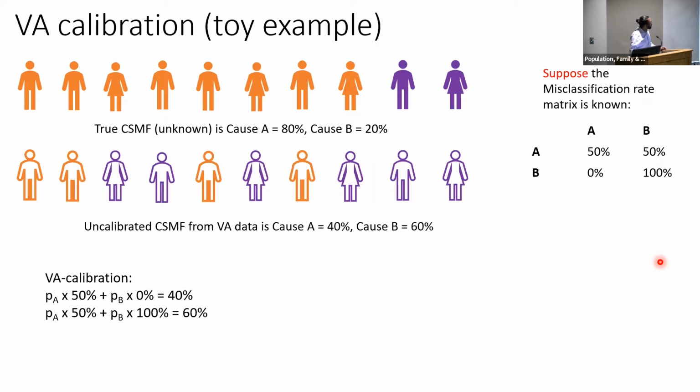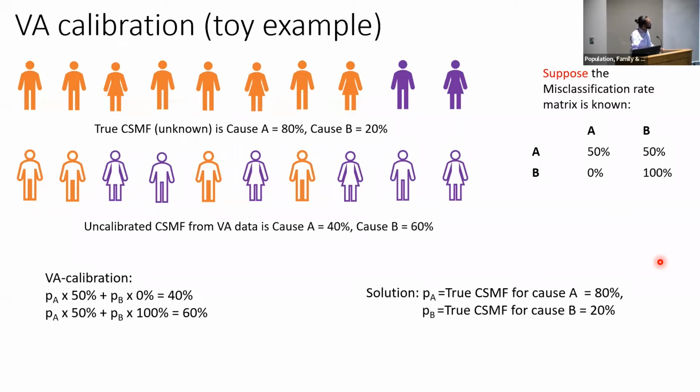To do that, we can write down, this is just the law of total probability. If PA denotes the true proportion of cases dying from cause A, then what we are observing, the 40% number, is 50% of PA, because only 50% are correctly classified, plus 0% of the proportion of cause B, because none of the cause B are classified as cause A. We have a similar equation for the second line, and we end up with 2 equations and 2 unknowns, and we can solve and get the correct answer, which is 80% for cause A and 20% for cause B. So this is the underlying principle: if we get the marginal probabilities for the biased VA and their conditional probabilities of being biased, we can back solve and get the true probabilities of dying within each cause category.